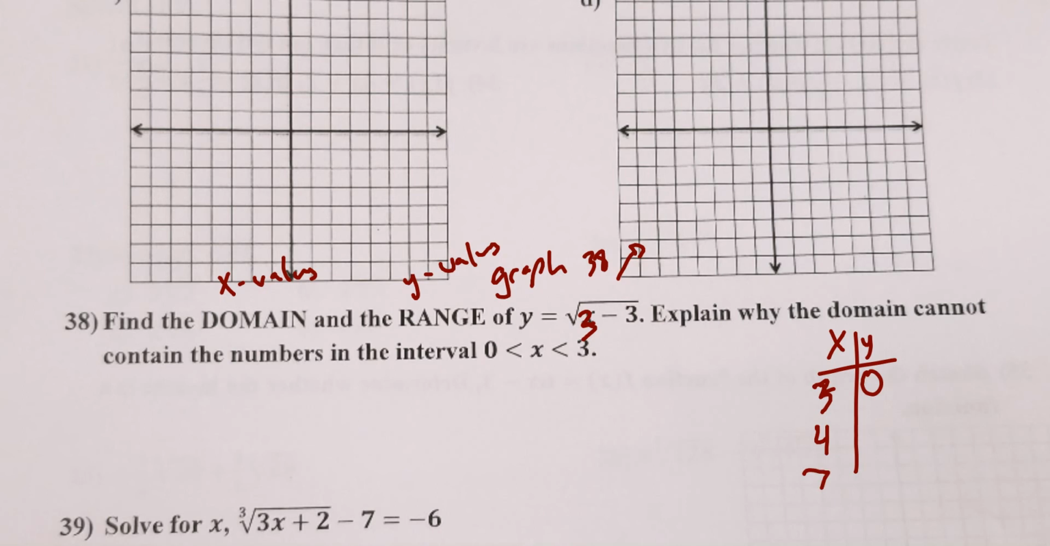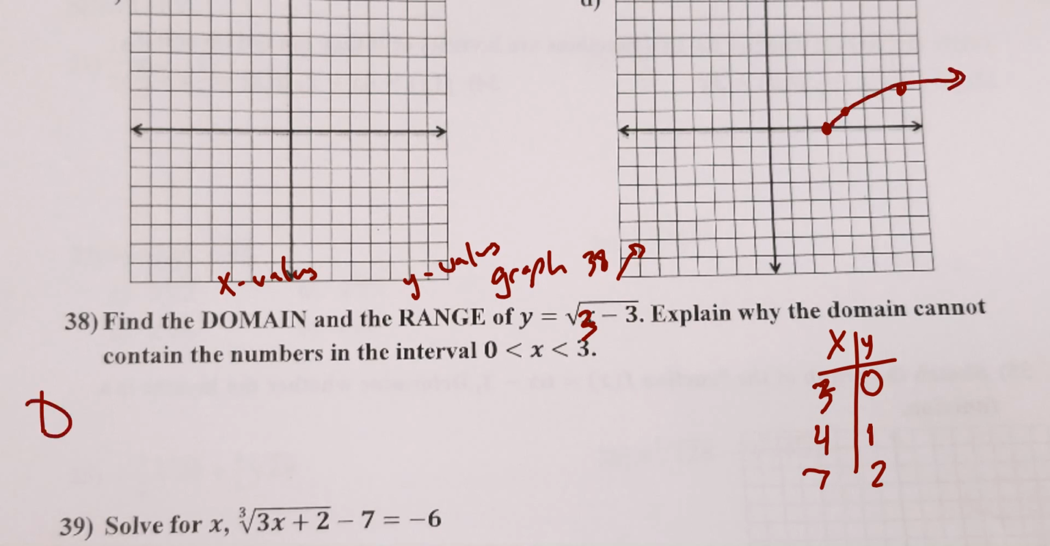I'm going to pick 7. So I like 7 because it makes 4 inside the radical, which is perfect. So 4 minus 3 is 1, so I get square root of 1, which is 1. 7 minus 3 is 4, square root of 4 is 2. So I have 3, 0, dot, 4 up to 1, dot, 7 up to 2, dot.